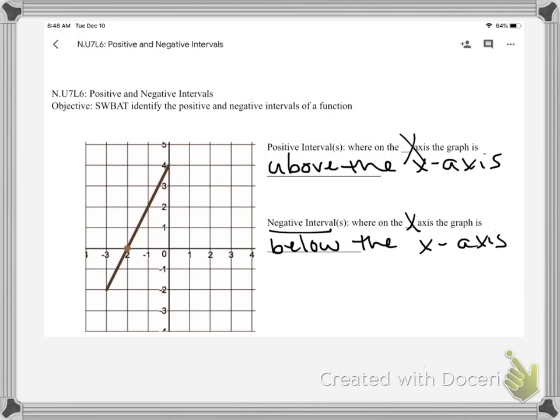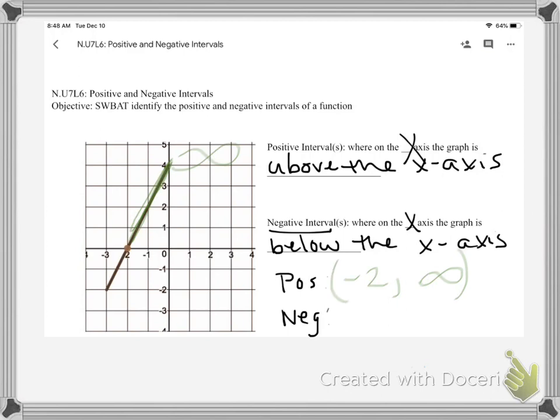Okay, so what we're going to do next is identify our positive and negative intervals for this first example. If I'm looking at my positive, again, that's where it's above the x-axis. So I can see that my graph is above the x-axis right here in this green area. So we can see that that positive interval starts at -2, and it goes all the way to infinity.